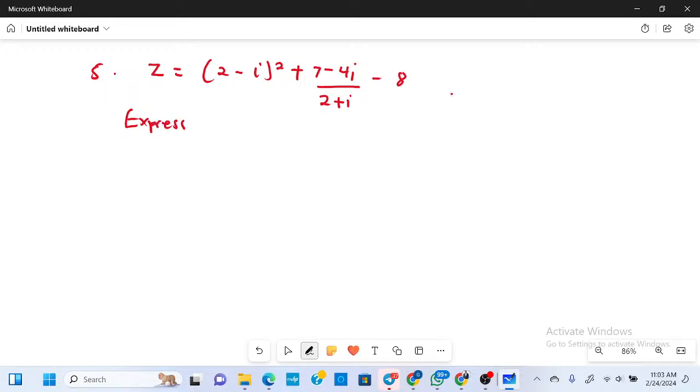So the fifth question, we have an expression z is equal to open bracket 2 minus i all squared plus 7 minus 4i all over the expression 2 plus i, minus 8. So the question is, express z in the form x plus iy.